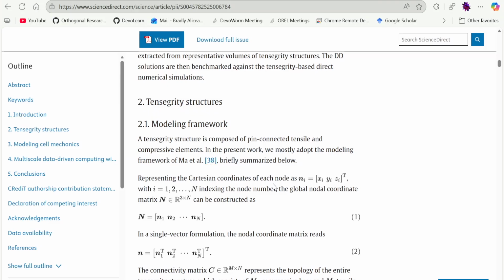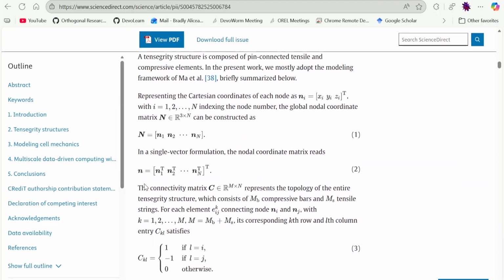They use Cartesian coordinates to characterize the node. It's X, Y, Z, and then you have this matrix, and then you have your node number, which you can identify single nodes in this global nodal coordinate matrix, which you construct here as large N. And then in a single vector formulation, the nodal coordinate matrix reads small n, and then the elements here. So you can build a coordinate matrix as a single vector.